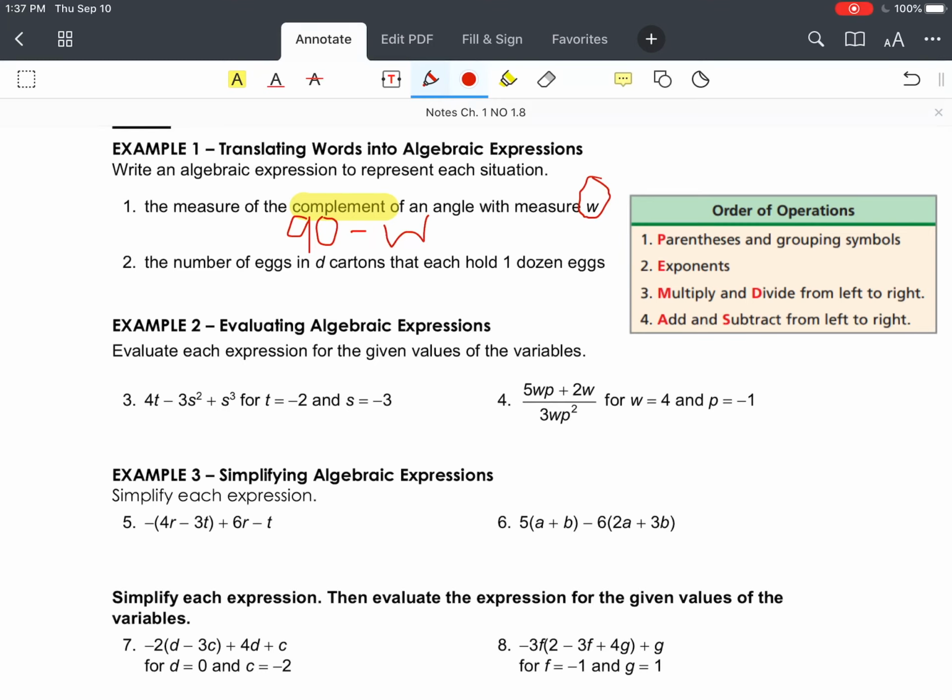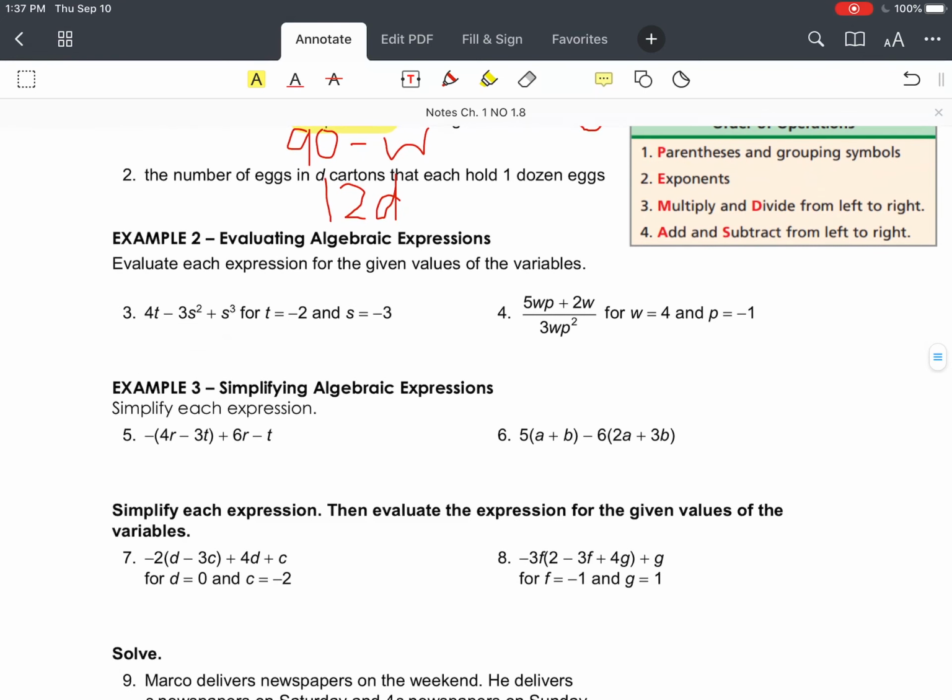Number 2, the number of eggs in D cartons that each hold 1 dozen eggs. Well, if each carton holds 1 dozen eggs, a dozen is 12. So 12D, or 12 times D, tells you the total number of eggs.